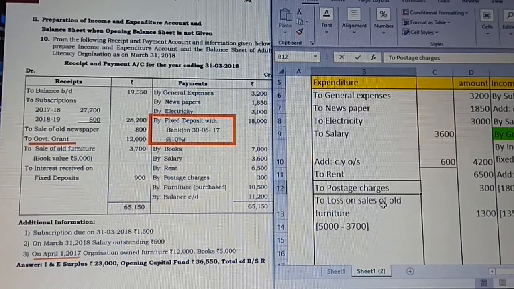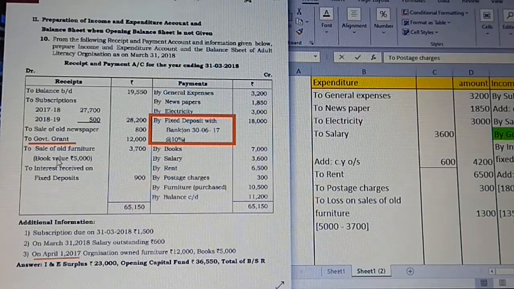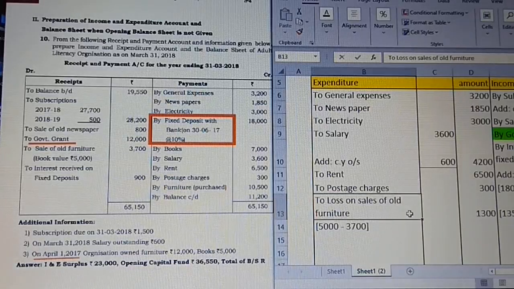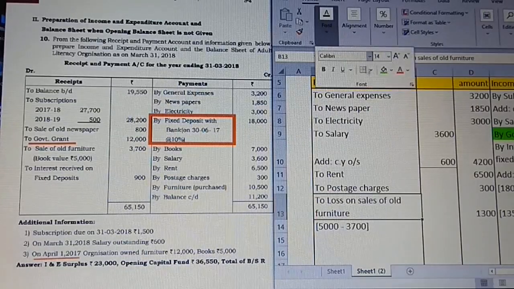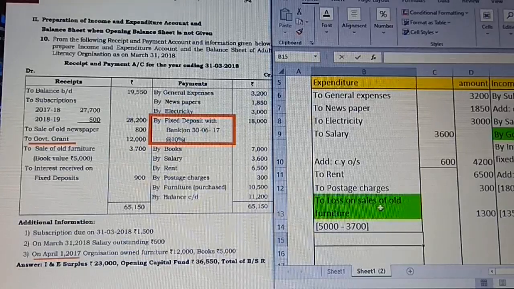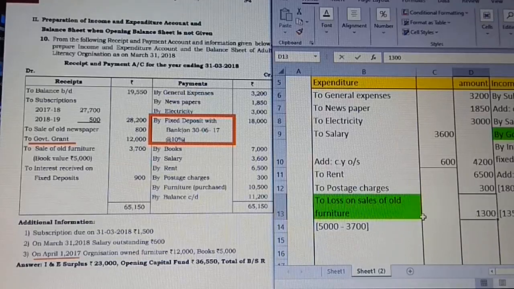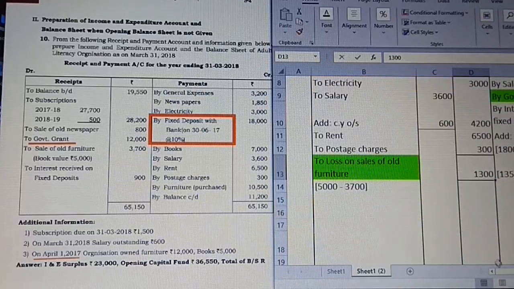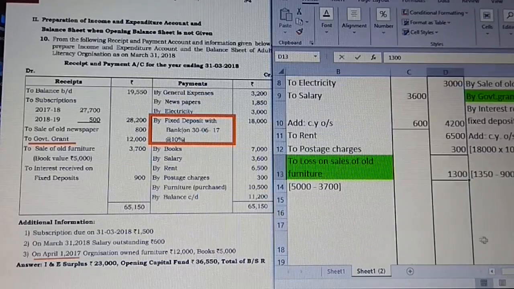Then the important thing which we need to find out is the sale of old furniture. Book value they have given is 5,000. So I said we need to concentrate on this, that there is a loss. So I'm taking the loss on sale of old fixed assets. I'm just highlighting this as well. So loss on sale of old furniture: 5,000 minus 3,700 gives us 1,300. This is the step we are supposed to follow, and I have done this.